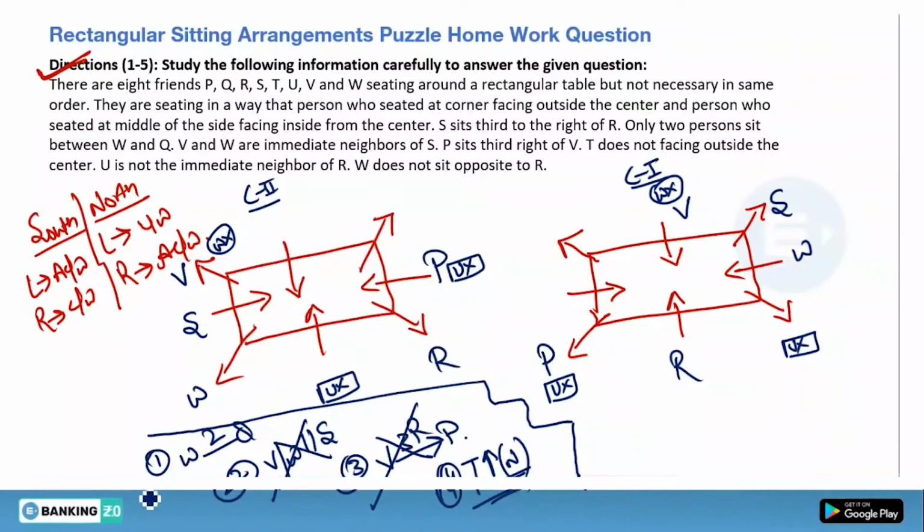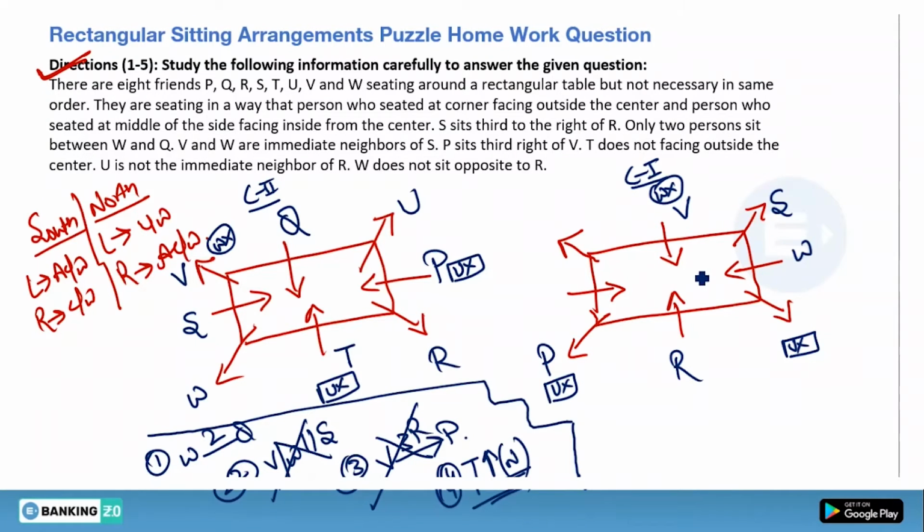Now we can use the first hint, that is between W and Q, two persons are sitting, so W is over here, 1 and 2, Q can come here, 1 and 2, there was no space left for Q. Now in this case the space left for U is this one only, so U will come over here. And the person T is facing inside, so T will come over here. Case number 2 is satisfying every condition.